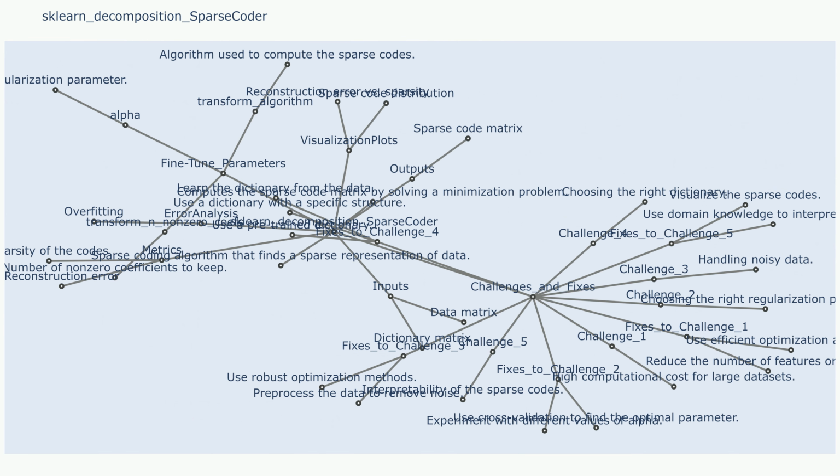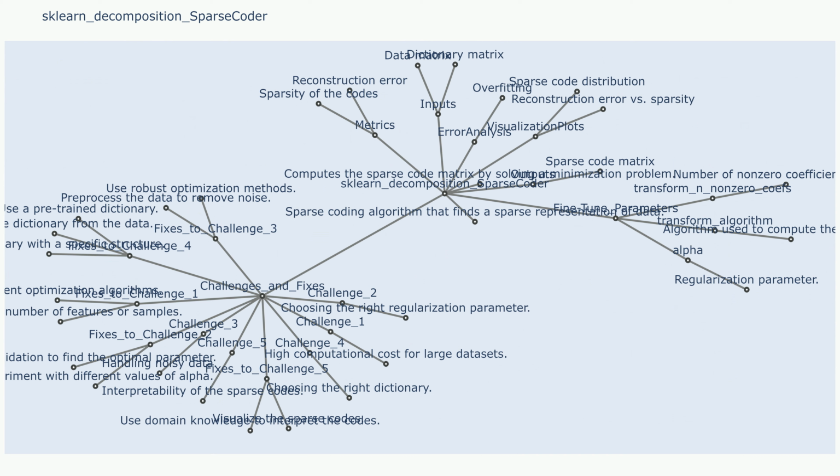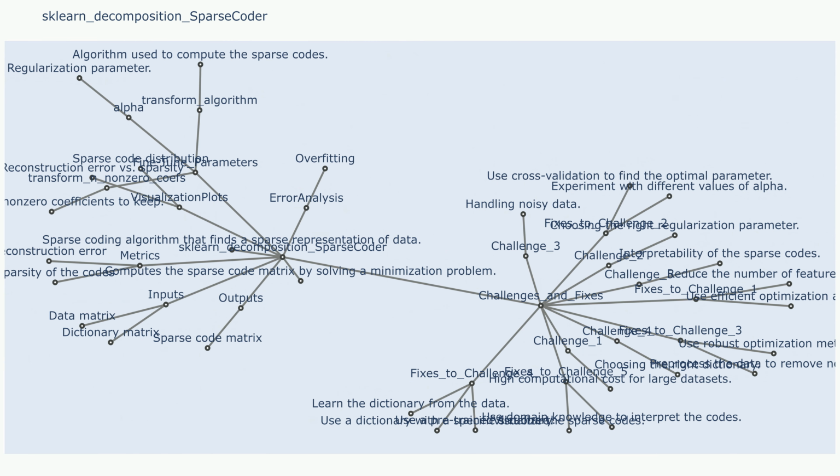Fixes to challenge 1. Regularization. Use techniques like L1 or L2 regularization to penalize large dictionary atoms and prevent overfitting. Data augmentation. Generate more training data to improve the generalization ability of the sparse coder.